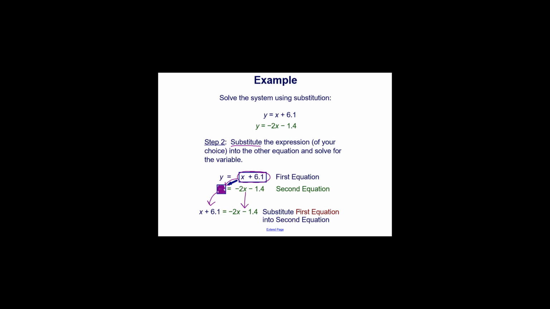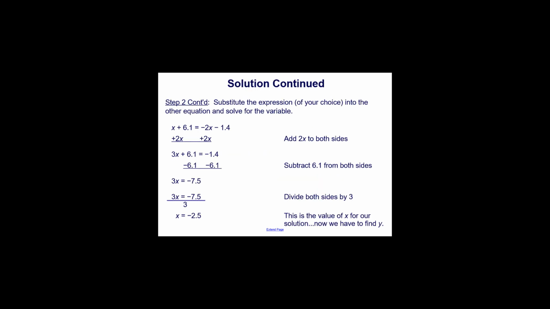We've substituted the first equation into the second equation to actually have a brand new equation where we don't have the variable y. We only have one variable, x. We have x plus 6.1 equals negative 2x minus 1.4. We now have an equation with only one variable. So the rest of step 2 is to solve for that variable. So we need to solve for x.